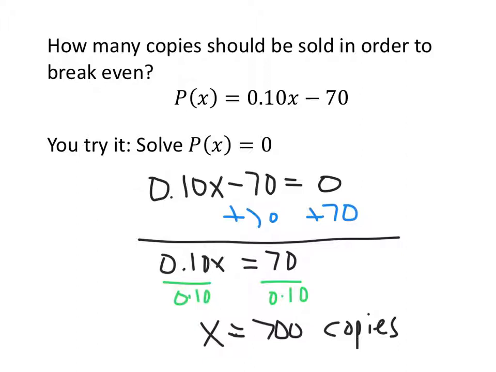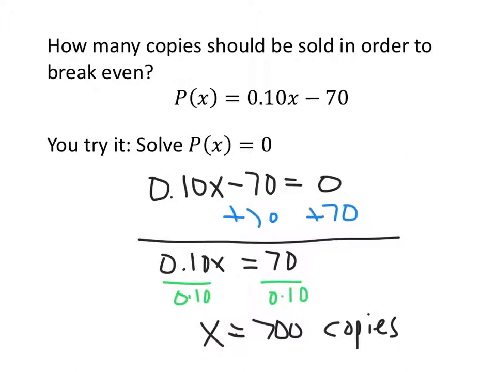So what I did is I wrote down the P of x, the profit 10x minus 70, and I set it equal to 0. In order to solve this, I'm going to add 70 to both sides of the equation. When I add 70 to the left, I'm left with 10 cents x, equal sign, on the right-hand side, 70. To get x by itself, I'm going to divide both sides by 10 cents. I'll be left with an x on the left, and 70 divided by 10 cents.